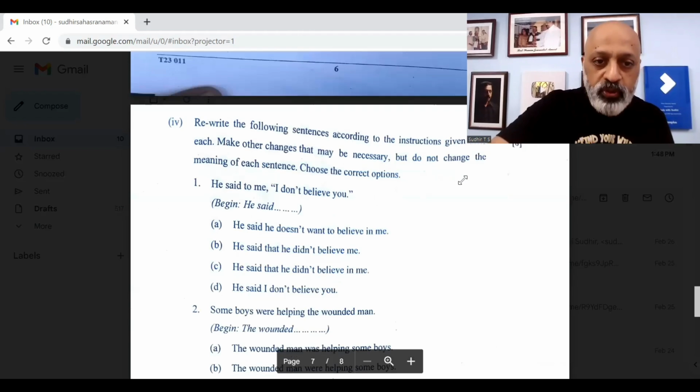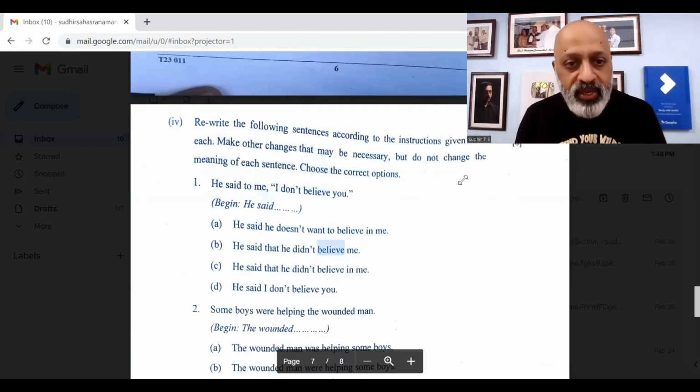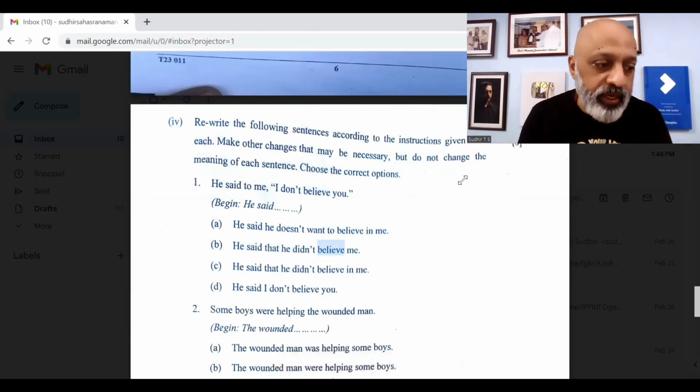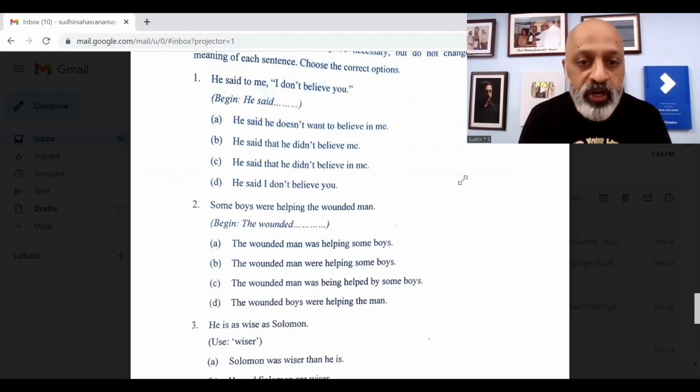Okay. Let's finally move to the transformation. He said to me, I don't believe you. The correct option is B. He said that he did not believe me. Didn't believe me. The second one, some boys were helping the wounded man. The correct option is C. The wounded man was being helped by some boys.